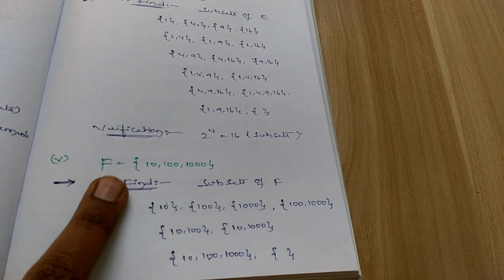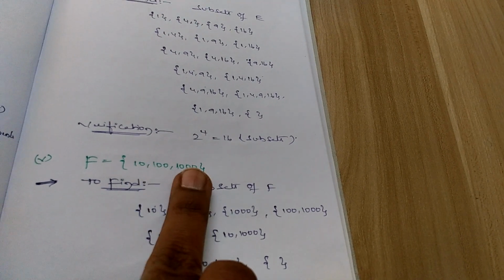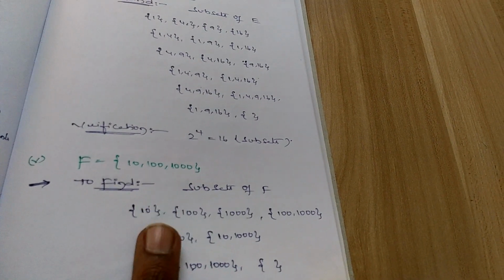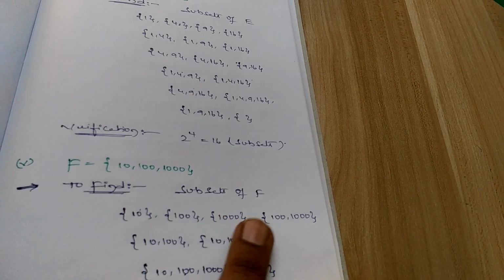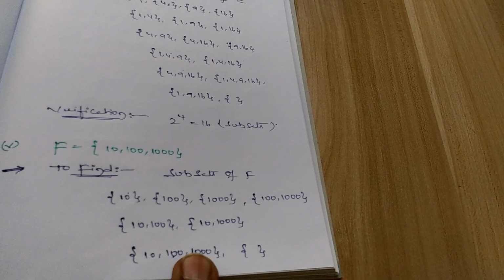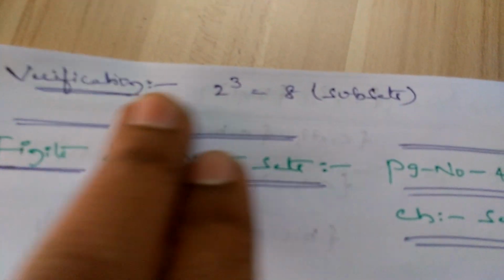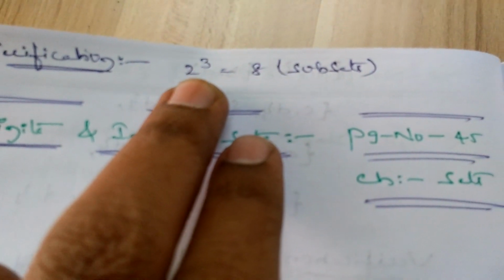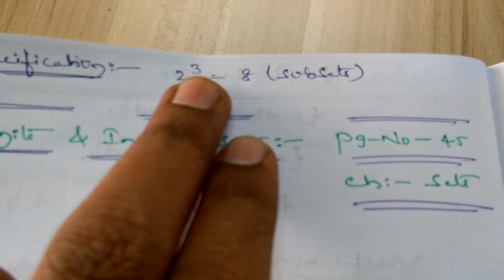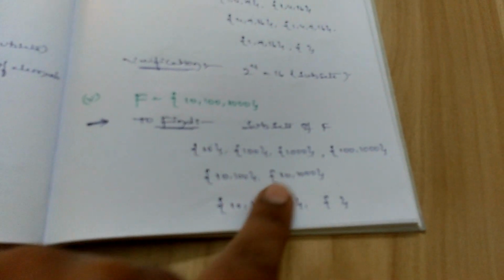Coming to the last one, the fifth one, we have to find the subsets for the given set. They give 3 elements, so you should get 8 subsets. {1}, {10}, {100}, {1, 10}, {1, 100}, {10, 100}, the given set, and the null set. So this is a verification, guys. Verification is 2 power 3. The base is 2 and the power is 3, which indicates the number of elements in the given set. And we got a total of 8 subsets.